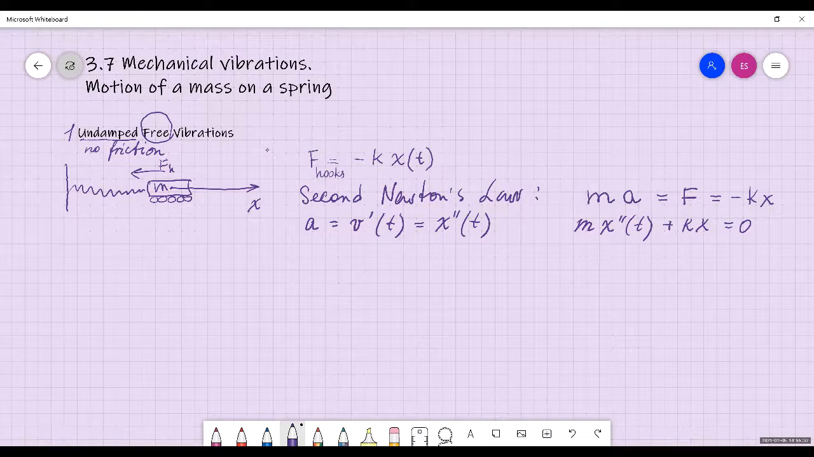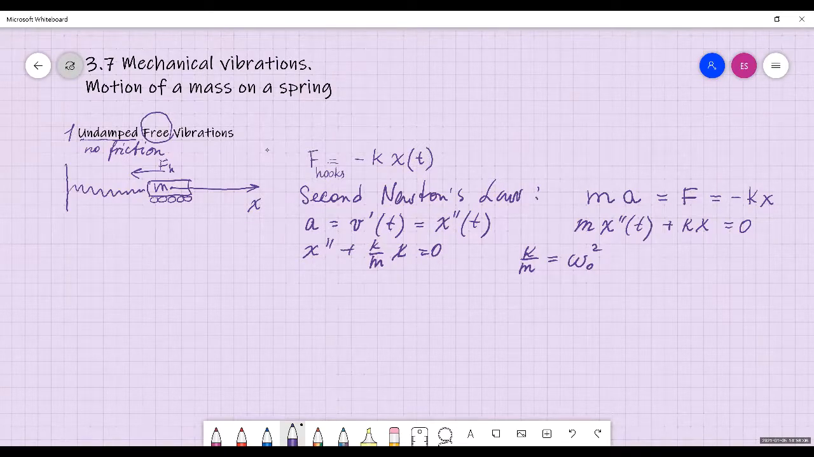Usually, the standard form is going to divide the whole equation by m and have it like this: second derivative plus k over m times x equals 0. We are going to name k over m, the coefficient of x, which is a known number when you have a spring and a mass given, as omega 0 squared. You are going to see why we do not just name it omega 0, but use the square. Let's write it down and try to solve it.